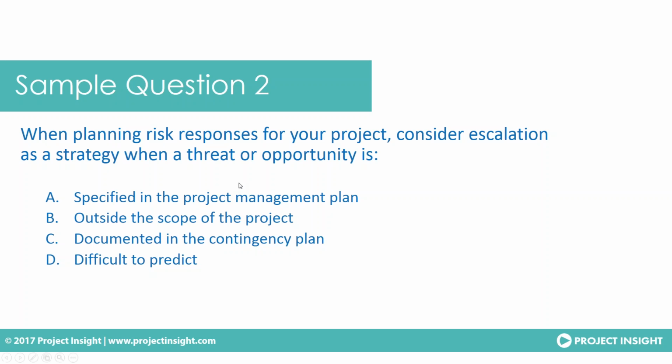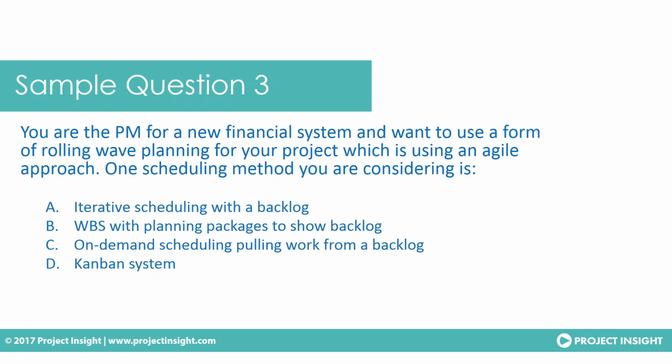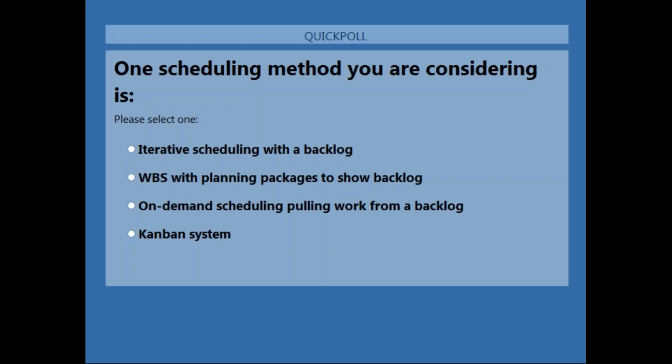All right, we got one more try. We'll see how this one goes. This may be a little long, so I'm going to read it. You are the PM for a new financial system and want to use a form of rolling wave planning for your project, which is using an agile approach. One scheduling method you are considering is iterative scheduling with a backlog, WBS with the planning packages to show backlog, on-demand scheduling, pulling work from a backlog, or Kanban system.